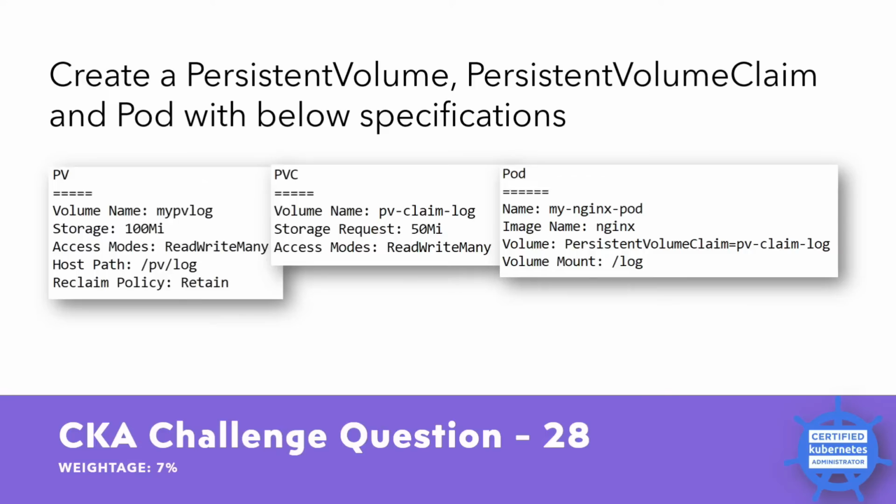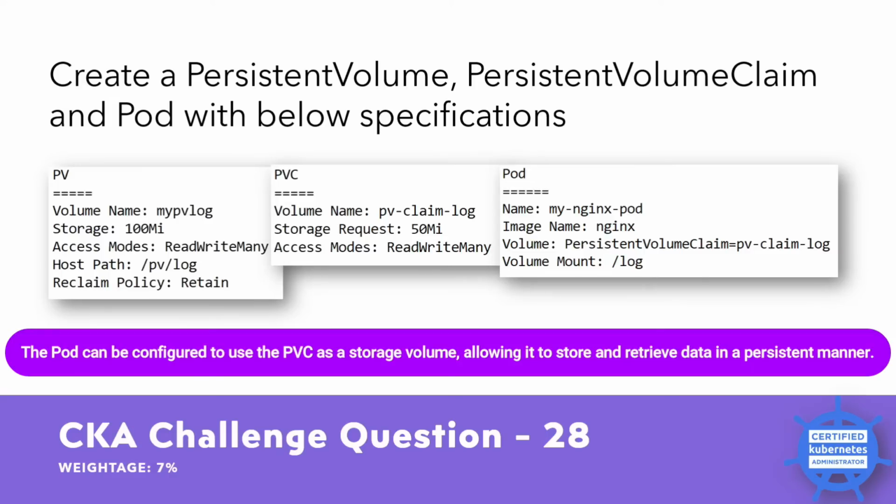The pod is the smallest deployable unit in Kubernetes and can be thought of as a single instance of a container. The pod can be configured to use the PVC as a storage volume, allowing it to store and retrieve data in a persistent manner.